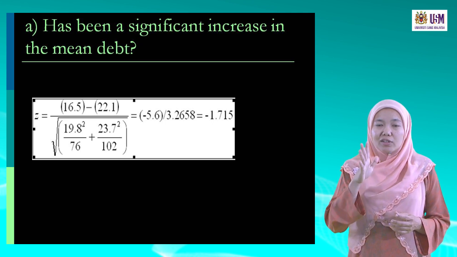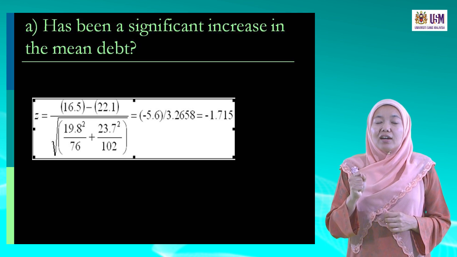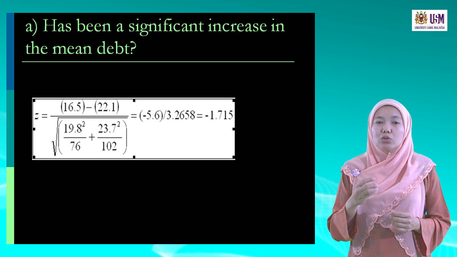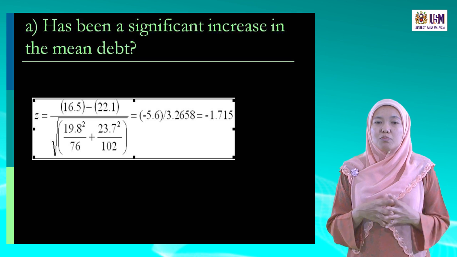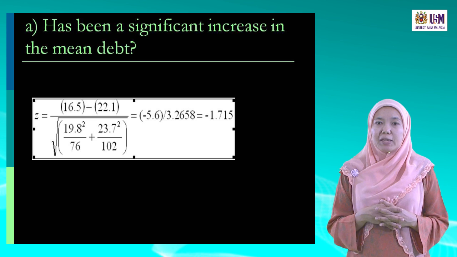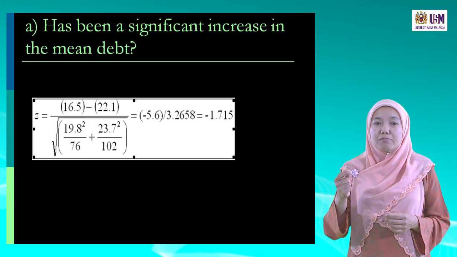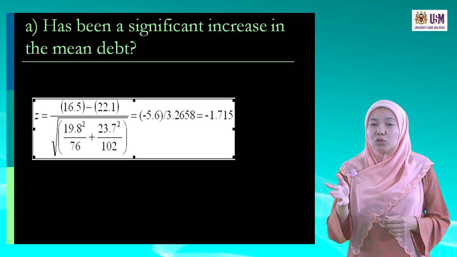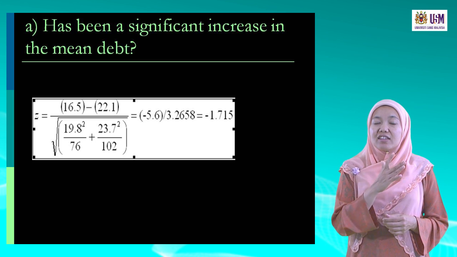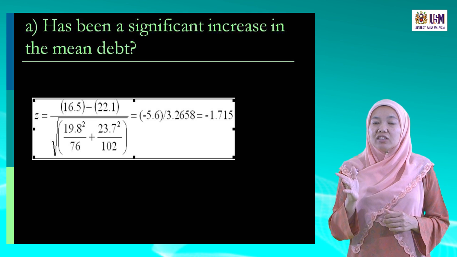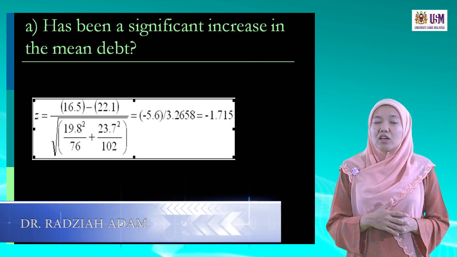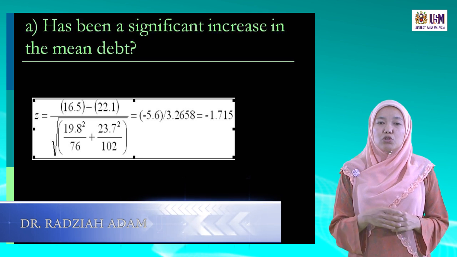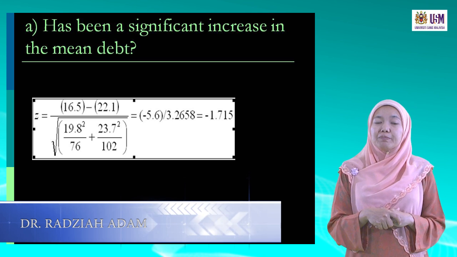Okay, this is not a one mean hypothesis testing. This is actually two different, or two mean, hypothesis testing. Because it's asking about a significant increase in mean debt, that means you need to look at whether 1992 is greater than 1990. If 1992 is greater than 1990, it shows that the bad debt has increased. So in this case, you need to replace the values into the formula.